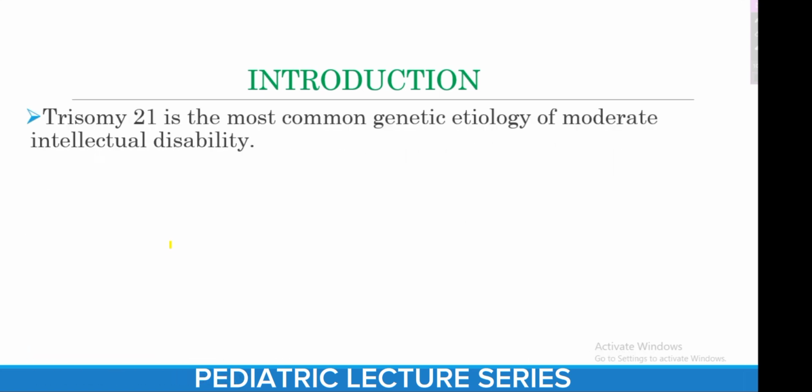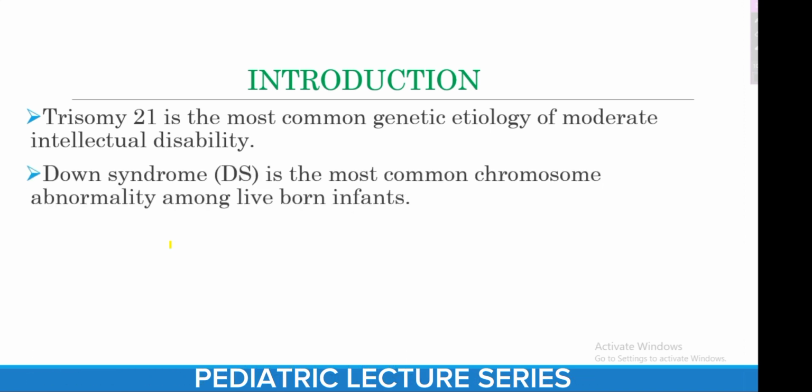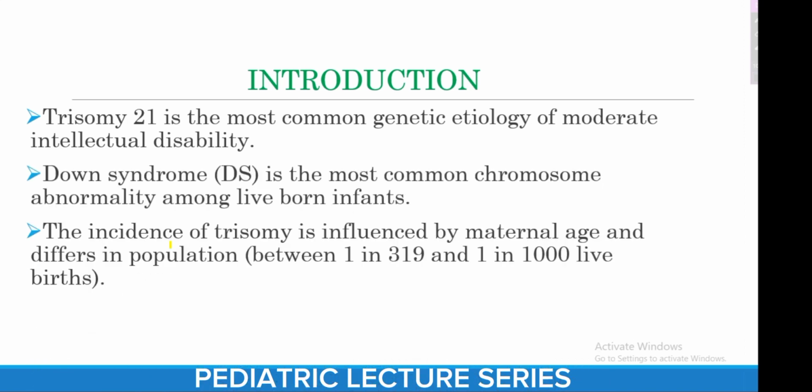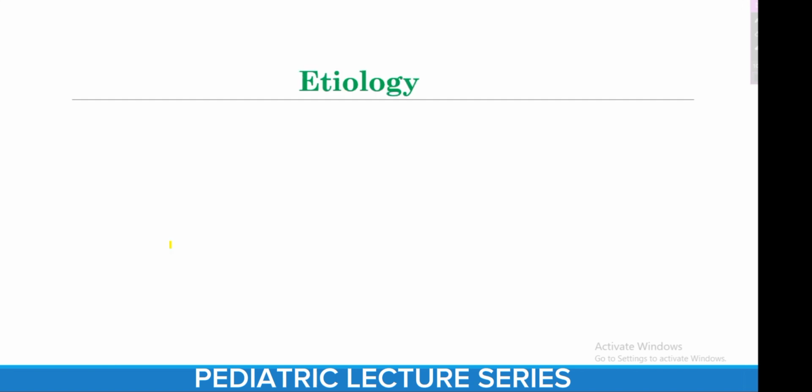Therefore, Down syndrome, or trisomy 21, is the most common genetic etiology of moderate intellectual disability. And the incidence of trisomy 21 increases with advanced maternal age.